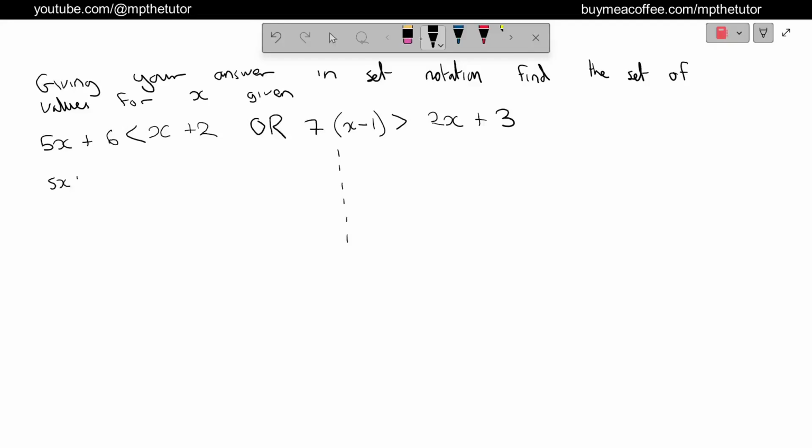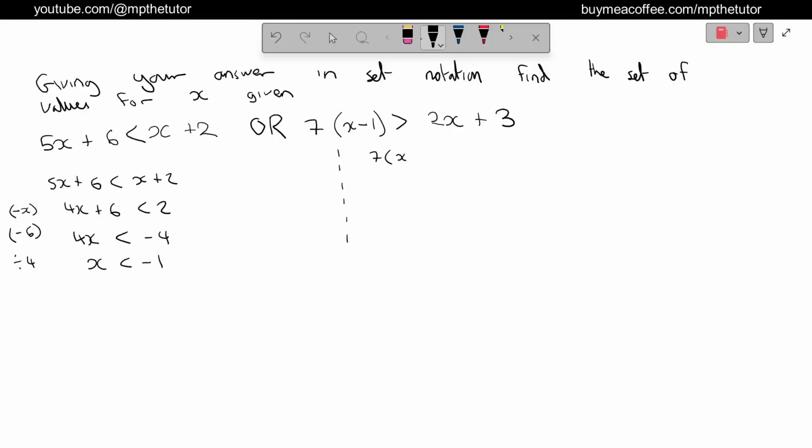So we have 5x plus 6 is less than x plus 2. Well, let's just take away the x. So you get 4x plus 6 is less than 2. Then I'm going to take away the 6. So we have 4x is less than minus 4. Then we divide by 4. So your x is less than minus 1. Let's do the other one.